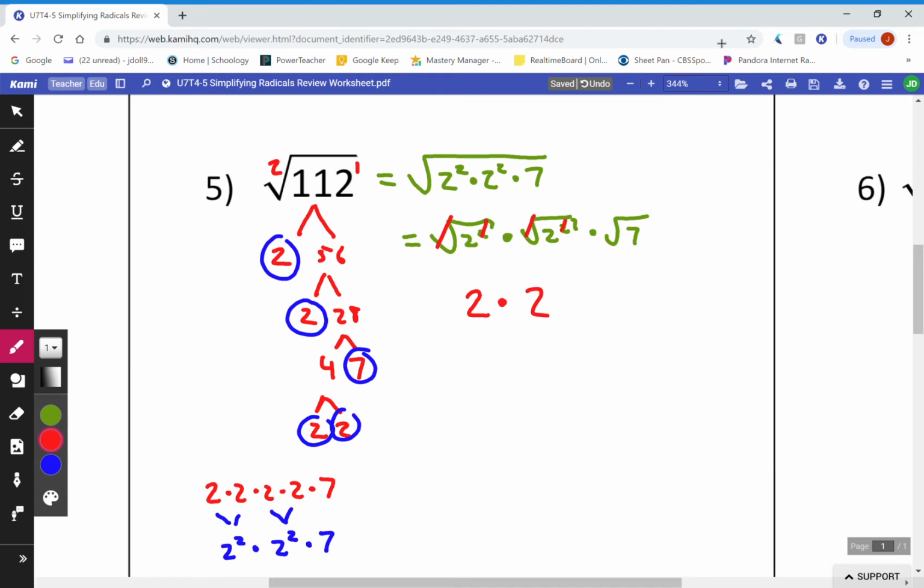Now this is where we're stuck. This is a root of 2. This is a power of 1. Nothing can cancel there. So we're still just left with the square root of 7. To finish simplifying fully, we do have to multiply the factors that are outside the radical together, and that would simplify to 4 square root of 7. So the square root of 112 simplified as 4 square root of 7.